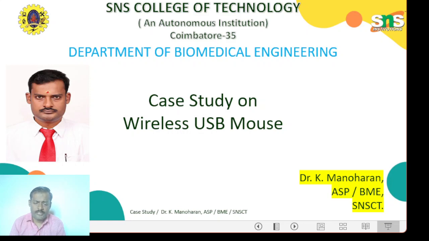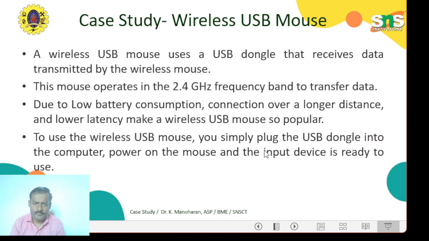So today in class we are going to discuss a case study on the wireless USB mouse. A wireless USB mouse uses a USB dongle that receives the data transmitted by the wireless mouse. So whenever you are moving the mouse, that information will be transferred to the USB dongle and decoded by the system. This mouse operates at a frequency of 2.4 gigahertz to transfer the data.